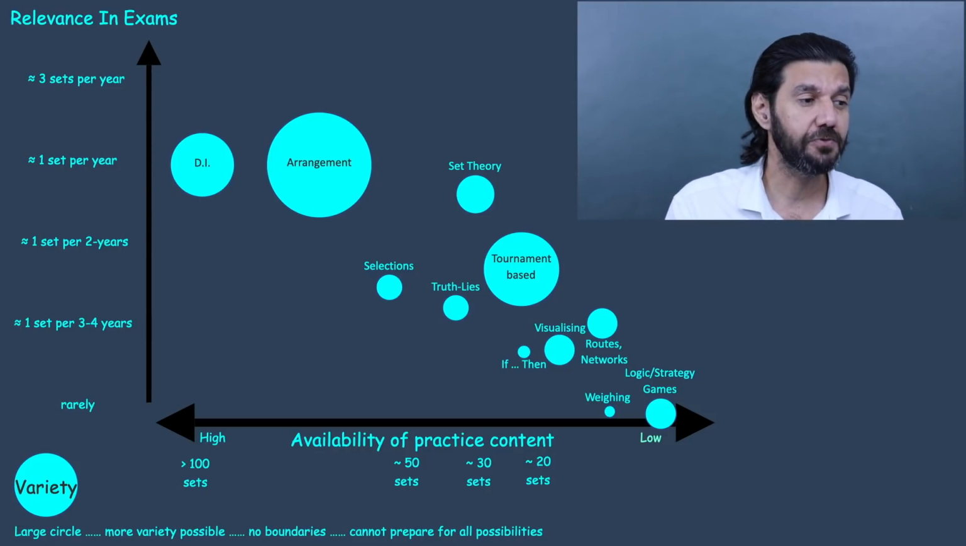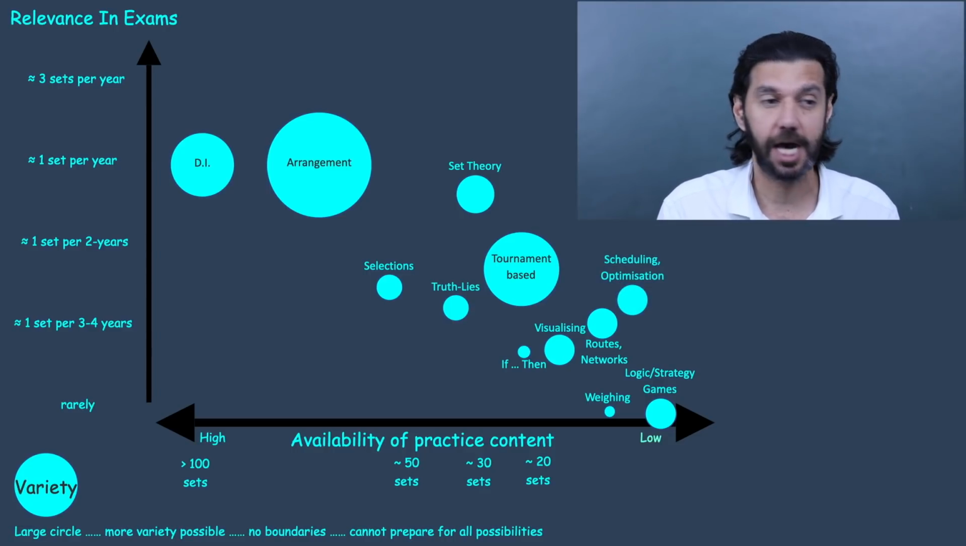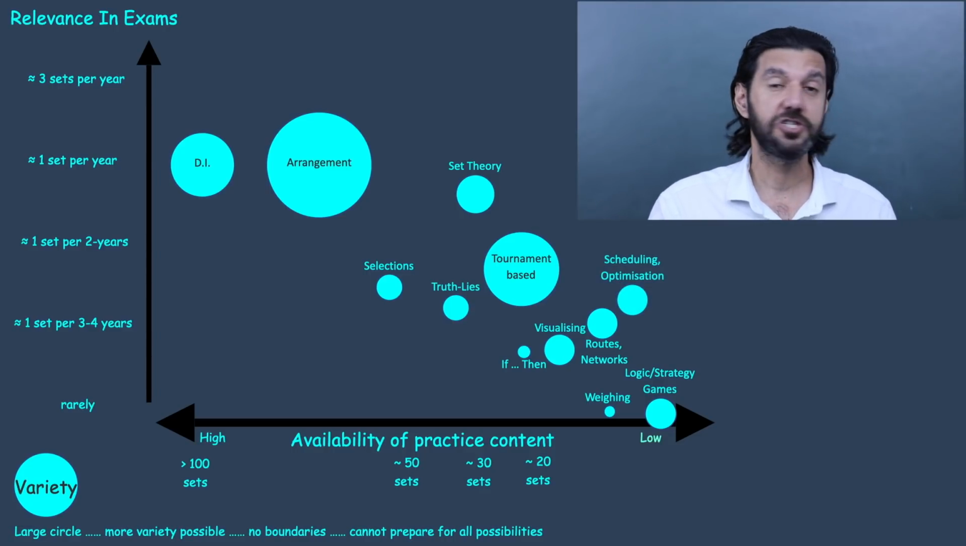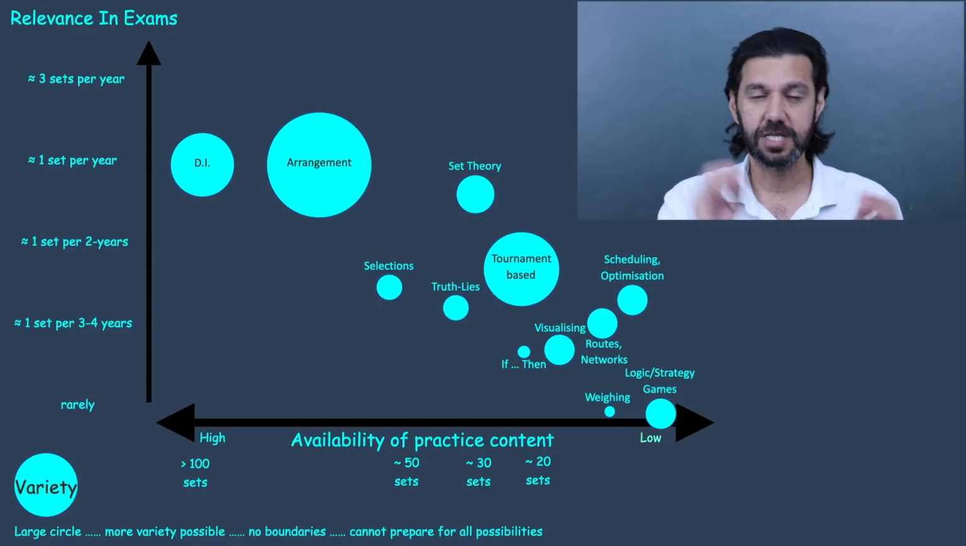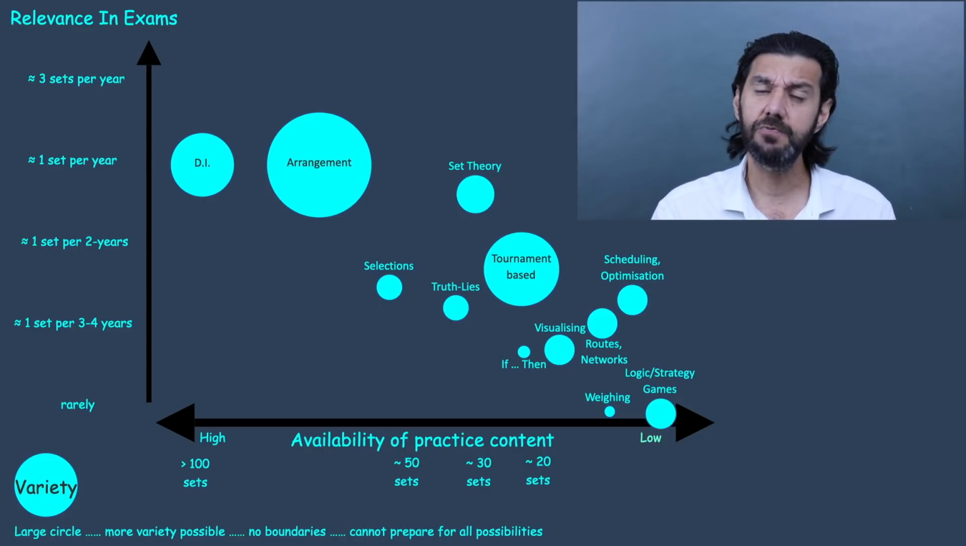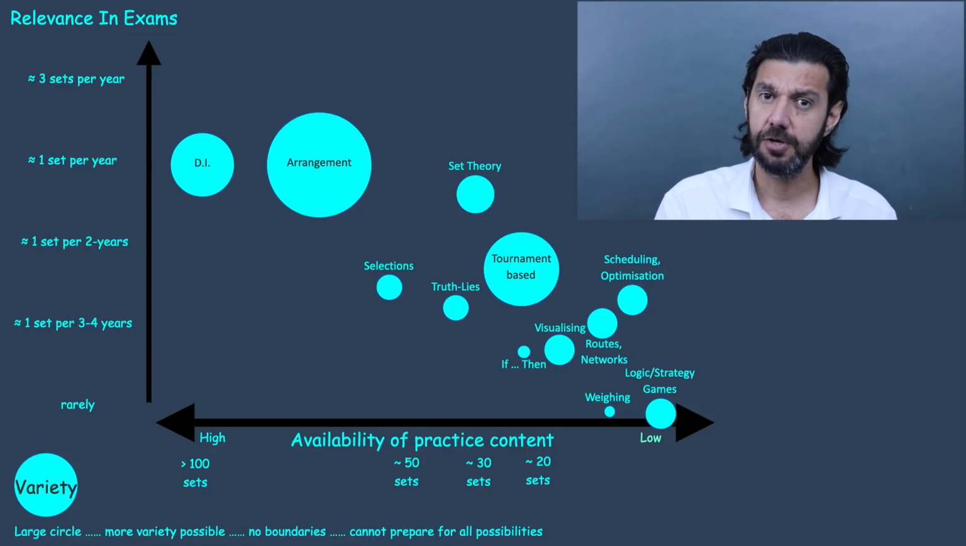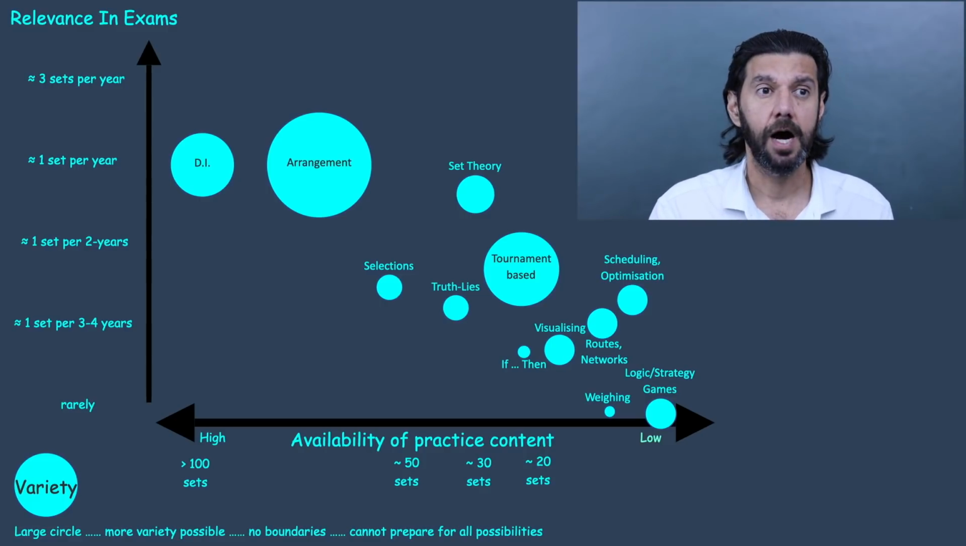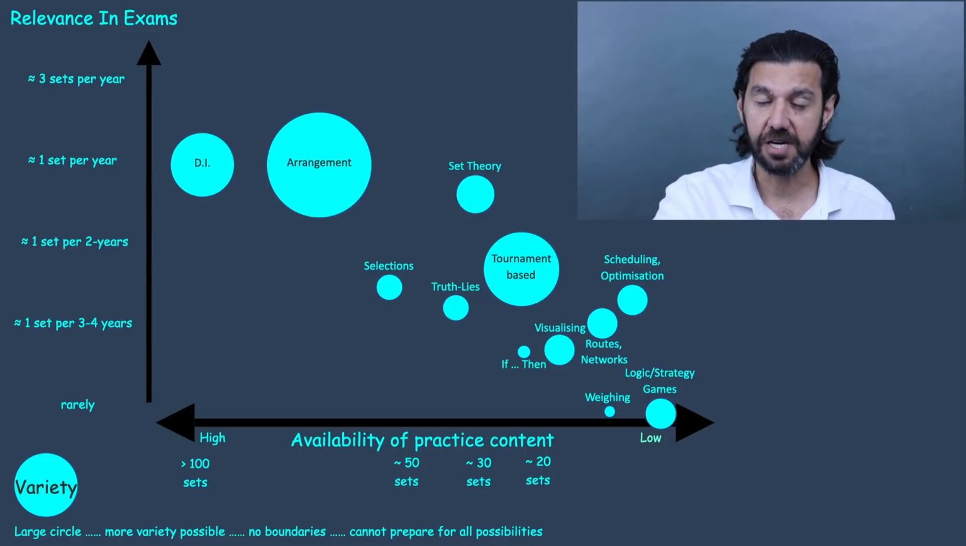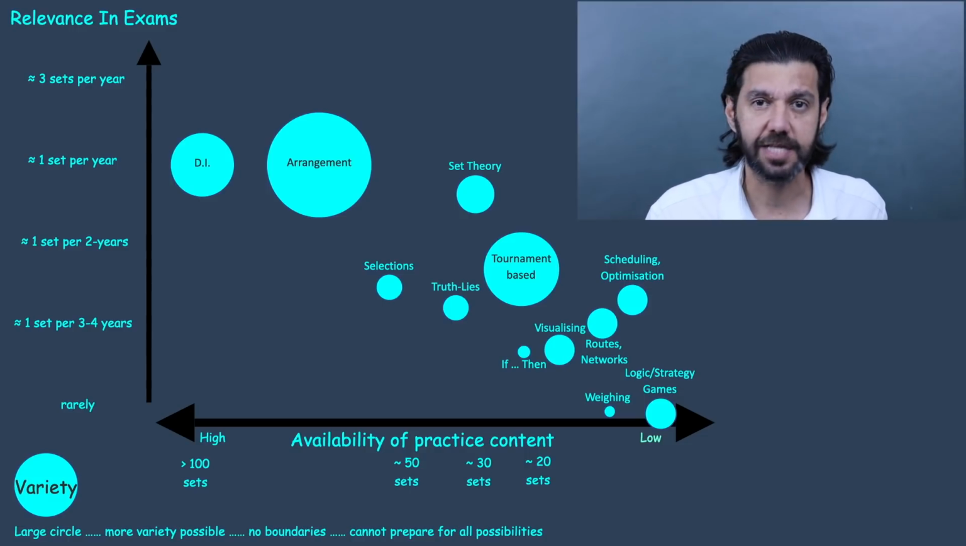And then a couple of more latest additions to types are Routes and Networks and Scheduling and Optimization. But again, the relevance, we try to make these sets to be as if they're definitely going to be asked. It comes in once in 4 years kind of thing. Okay, so same thing with optimization, scheduling. The sort of importance that we attach to them, it almost seems like you are definitely going to get a set, but that is not the case, students.